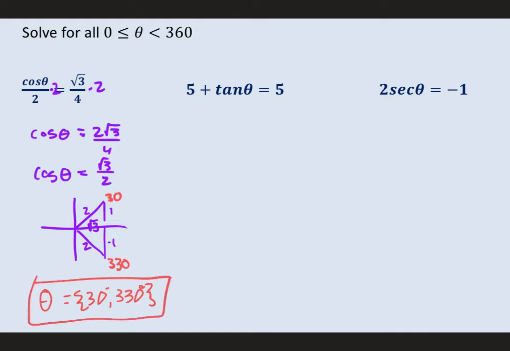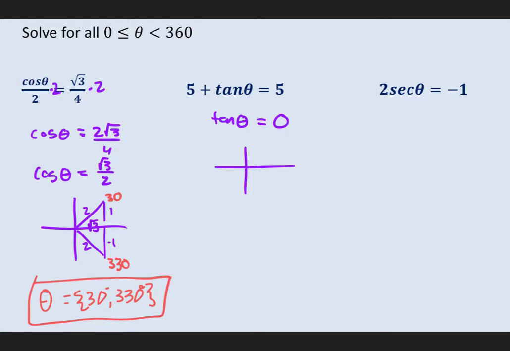All right, so for the next problem, we're solving for tangent, getting tangent by itself. So we'll make that into tangent of theta, and we're going to subtract the 5 from both sides, so we get tangent of theta equals 0. Then we have to ask ourselves, when does tangent equal 0?